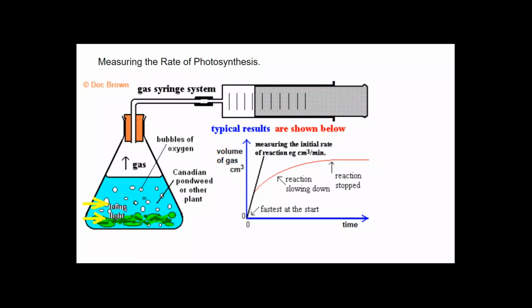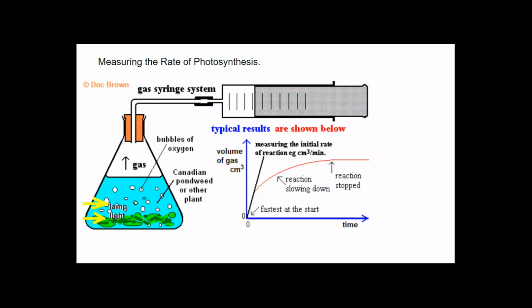Now, photosynthesis can be measured this way, where we have a lamp, we have some photosynthesizing plants in some water. Since they're photosynthesizing, they're producing oxygen, the little bubbles. These will go into this gas syringe and push the cylinder back, and you can make readings at different points in time, and you'll get a graph, and you can determine the rate at any point in time by drawing a tangent to the curve.